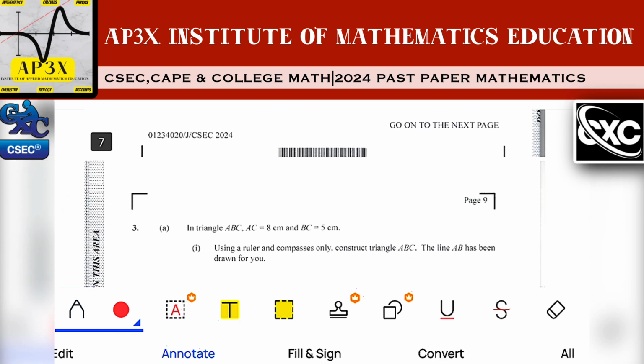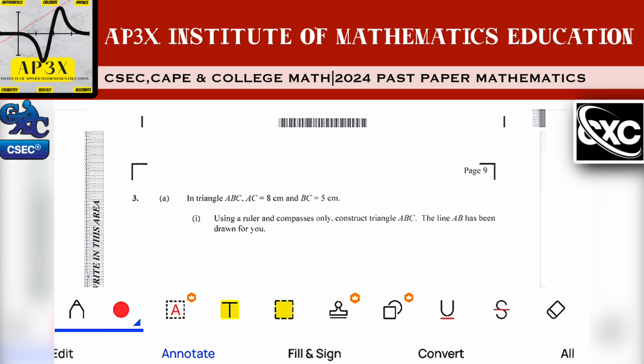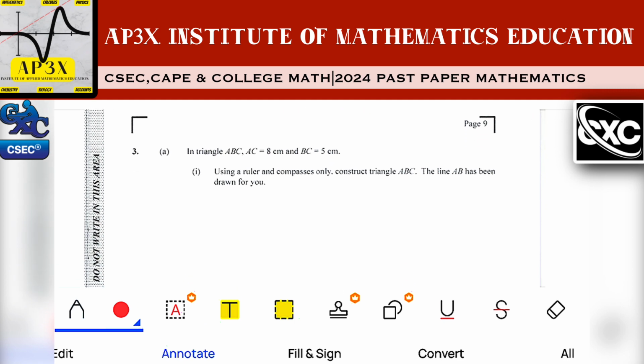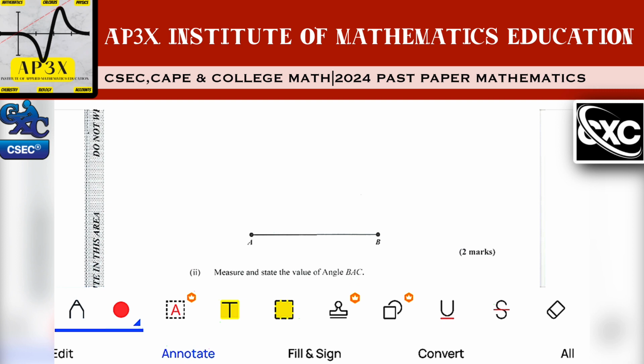Now let us see if we can wrap up in the next 20 minutes. Let's see if we can wrap up question 3 and 4, give or take. We will just go ahead and do question 3. So here in triangle ABC, AC is equal to 8 and BC is equal to 5 centimeters. Use a ruler and a compass only to construct triangle ABC. The line AB has been drawn for you. So that's the line AB.